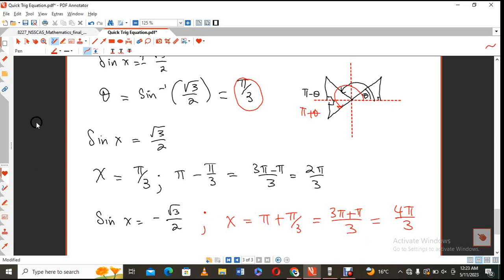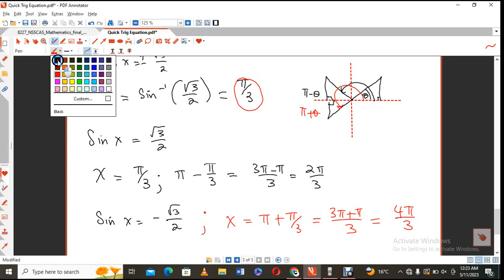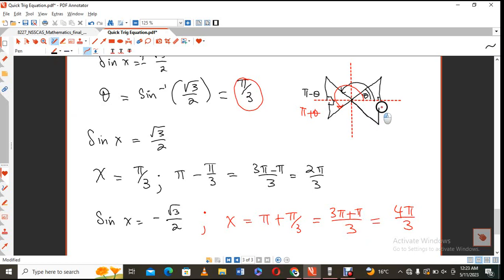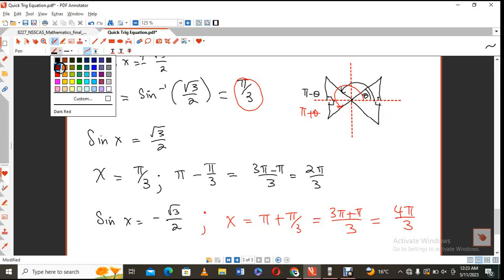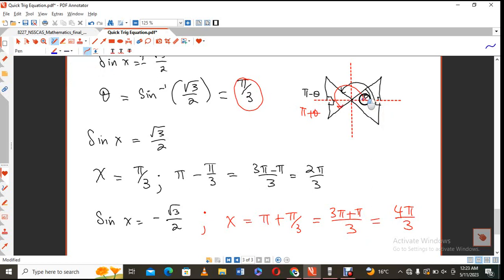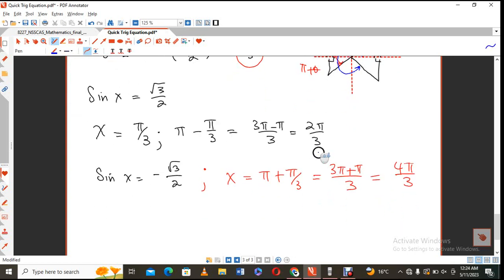That's one solution. The other solution is going to be based on the reference angle, but now I'm going all the way around. The angle I'm looking for is all the way around, within my given domain. I'll say 2 pi radians minus theta. So our x is going to be 2 pi minus our basic angle, which is 6 pi minus pi over 3, and we have 5 pi over 3 as our solution.